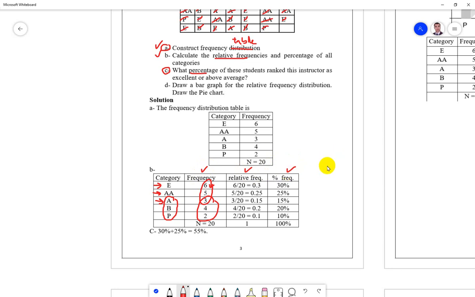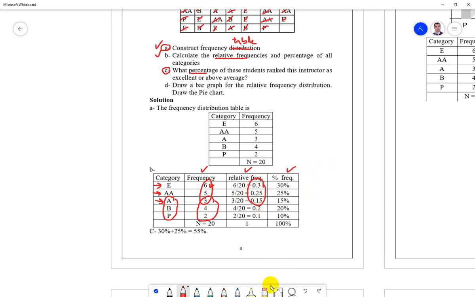So now the same questions, if I ask you what is the probability that the students evaluating the instructor to be at least average? At least average means A, double A and E, and the question is what is the probability, then you have to add these 3 values.